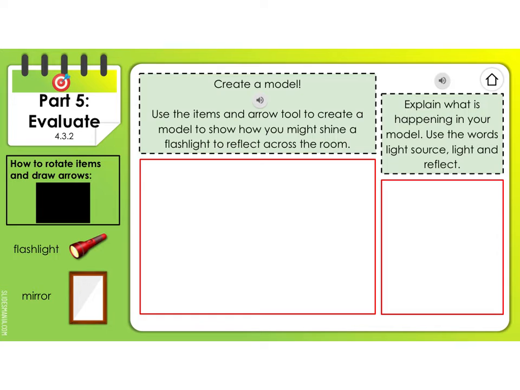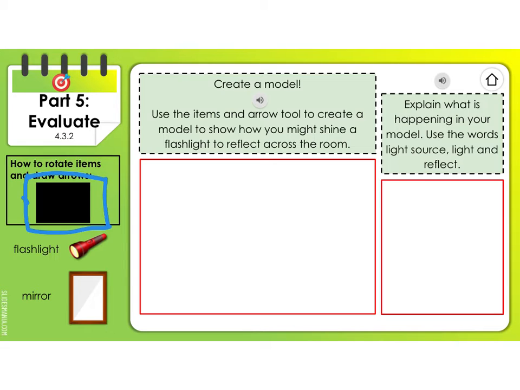The second part of your assessment is on this page, and you're going to create a model. You're going to use the items that they've shown in the arrow tool to create a model to show how you might shine a flashlight to reflect across the room. There is a little video there which tells you how to rotate items and how to draw arrows. Please watch that video so that you can know how to do this, and then it won't be so confusing.